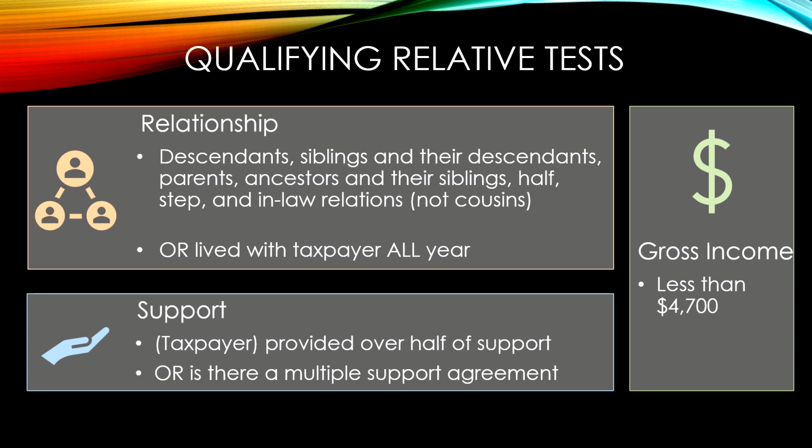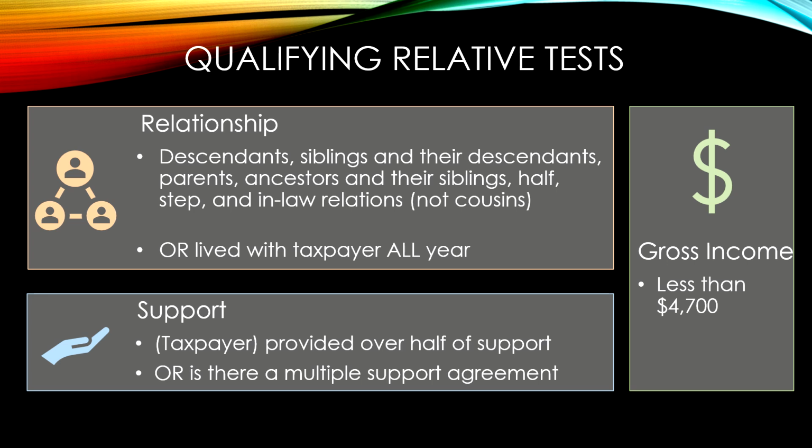So this might be a dependent child or a descendant, a child or a grandchild. It could also be a sibling and any of their descendants, so like nieces and nephews. It could be parents, it could be ancestors, so a grandparent and any of their siblings, like aunts and uncles. Half, step, and in-law relations also count. But it's important to note that cousins do not count under the special relationship test.